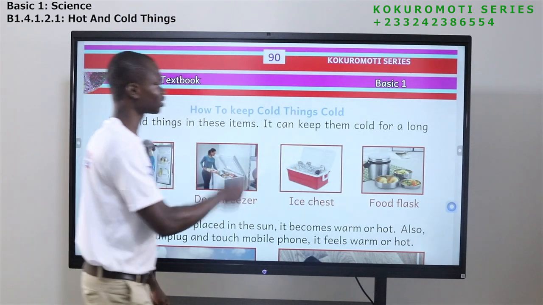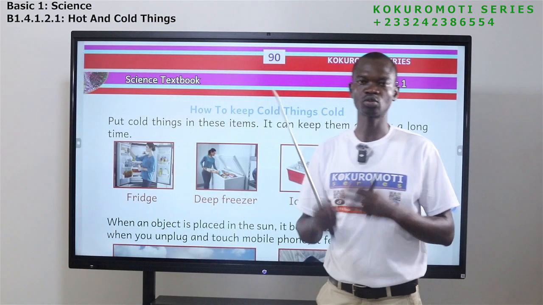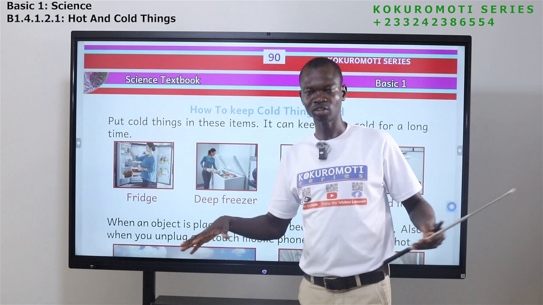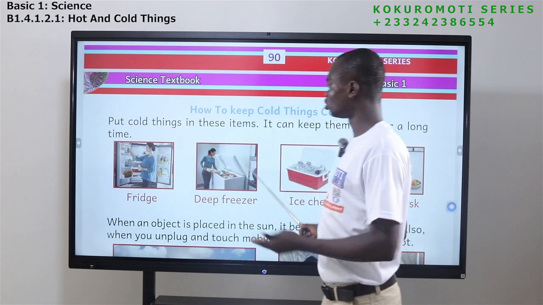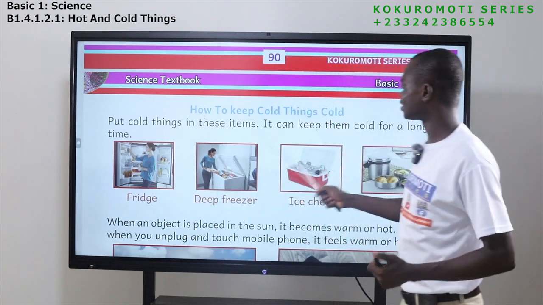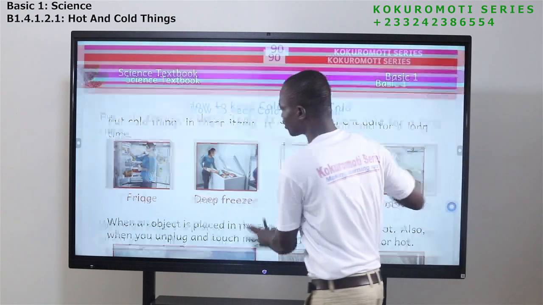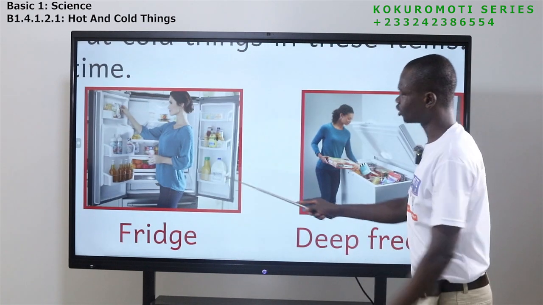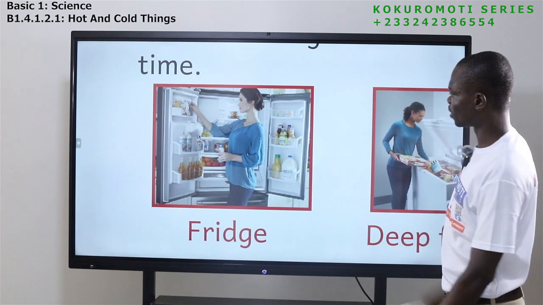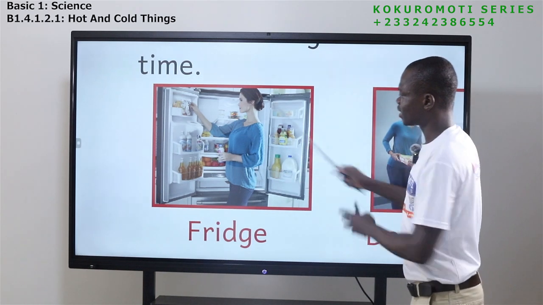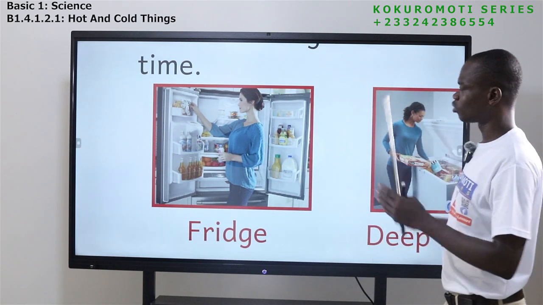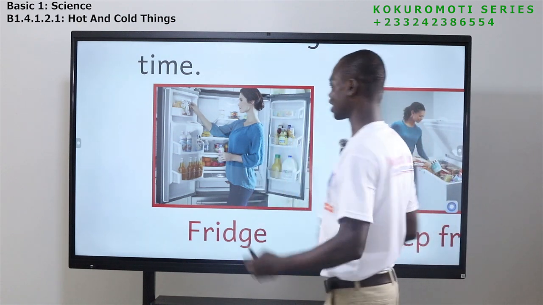Now let's come to this side. How to keep cold things cold. So your food is cold. You want it to be cold for a long time. What will you do? Put cold things in these items. It can keep them cold for a long time. And what are they? The first one is what? Fridge. You see this woman keeping her things in what? In the fridge. She wants to keep the things cold for a long time.